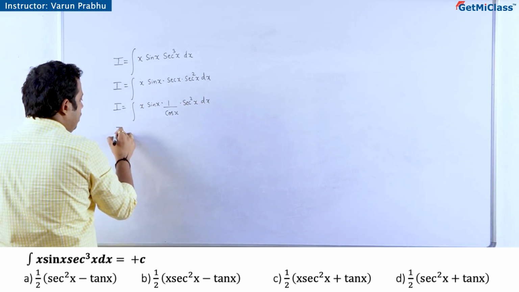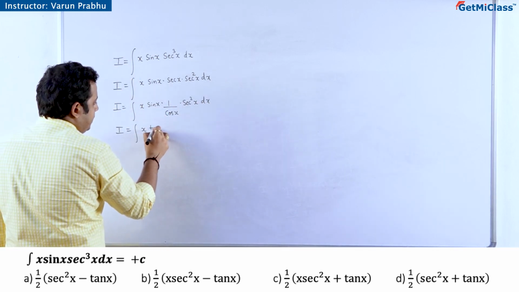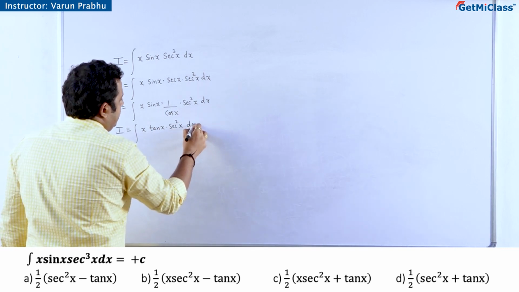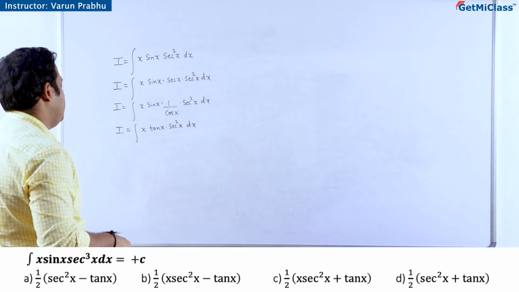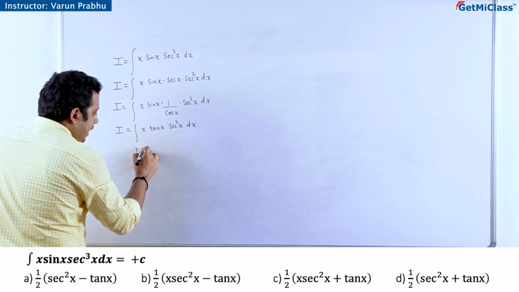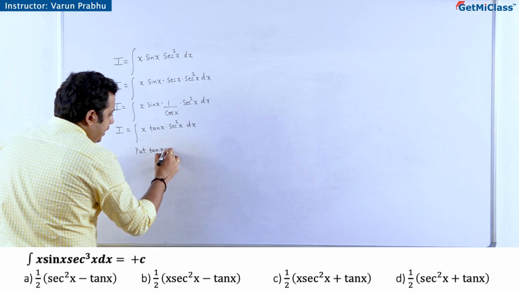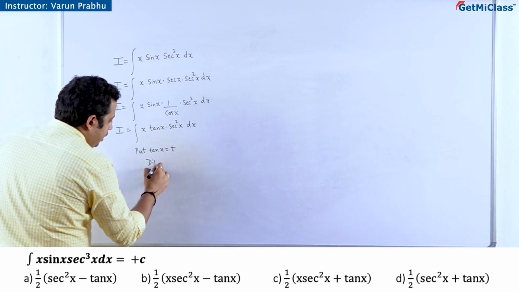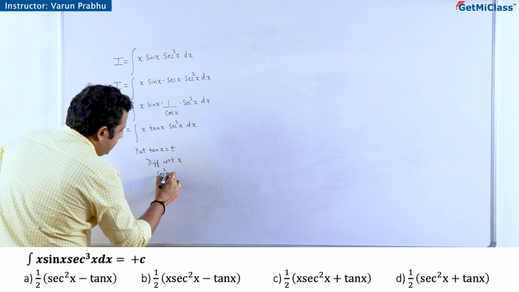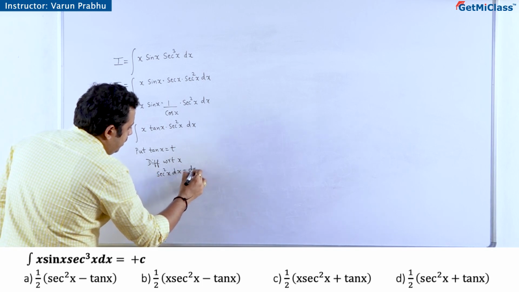Now your sin x by cos x will become equal to tan x, correct? Tan x into secant squared x dx, right? So now what we'll do, we'll put tan x is equal to t. If you put tan x is equal to t and differentiate with respect to x, what do you get? Secant squared x dx will become equal to dt.